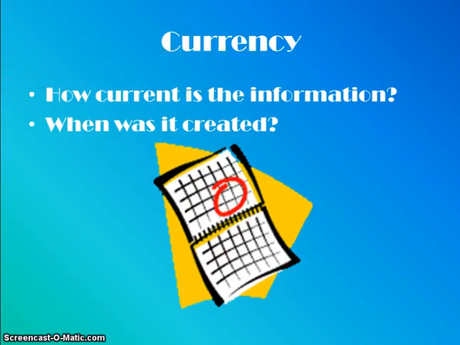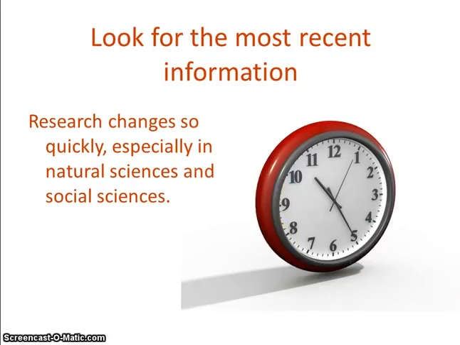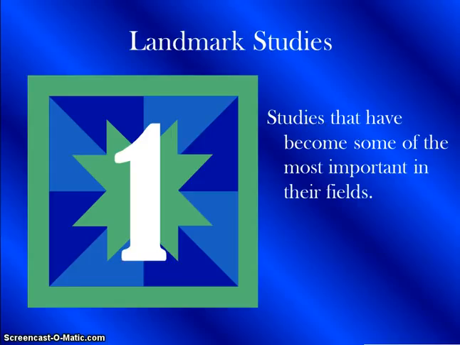The second criterion is currency. And no, this isn't about money. Currency in this case has to do with how current the source is, when it was created. Generally, you want the most recent information out there. This is especially important when doing research in the sciences and social sciences, as the research progresses so quickly in these areas. Using an old article isn't necessarily bad.